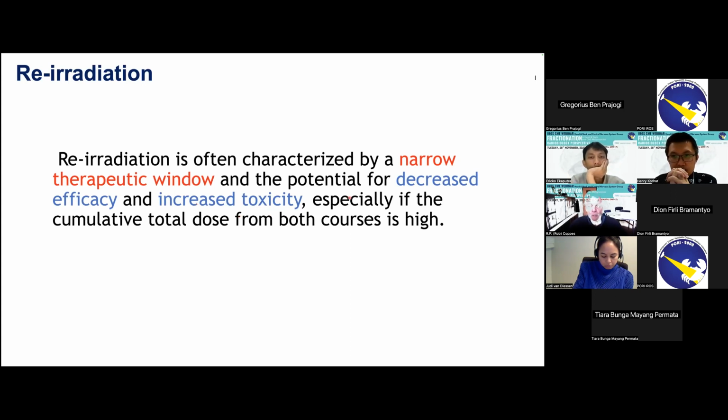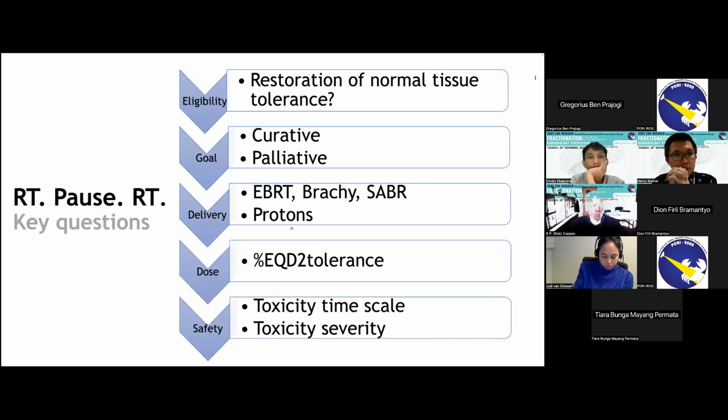So you have to be careful to really know what the cumulative dose at the end is that you will give these patients, both to the tumor and the normal tissue. So, as you say, radiation and then a pause and radiation. What are the key questions that you need to know before you start re-irradiation? First of all, you need to know whether or not there's any restoration of your normal tissue tolerance. And sometimes you see that this is possible.